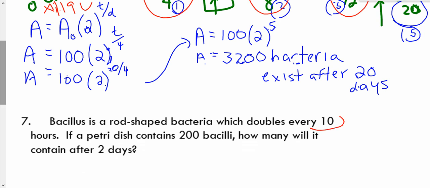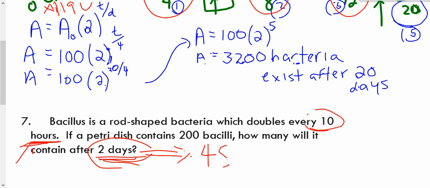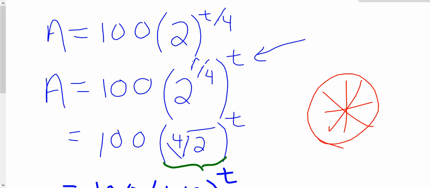The doubling period on the second question is 10 hours, but I'm asking you how much bacteria I'm going to have after 2 days. So please make sure if your doubling time is given to you in one set of units, like hours, you must convert your 2 days into, in this case, 48 hours. You can't use the number 2 in your formula. It has to be all consistent with units. Okay, so I'm going to let you do number 7 on your own. You can check your answers on my posted solutions.